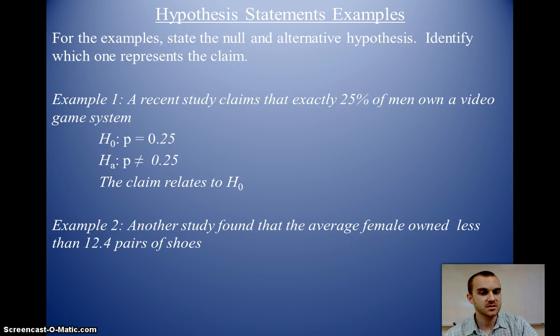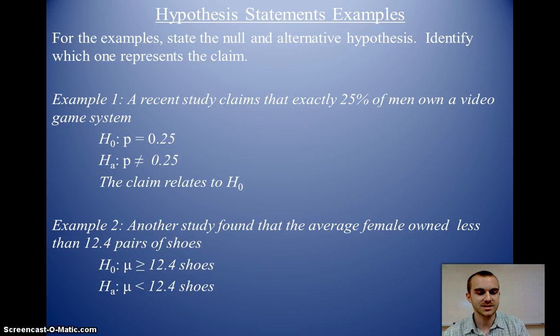The opposite of less than is greater than or equal to. So that equal to has to be in one of the two statements. So that's going to be my null, and my alternative will have the less than. And since this is a statement of less than 12.4 shoes, that is where my claim is.